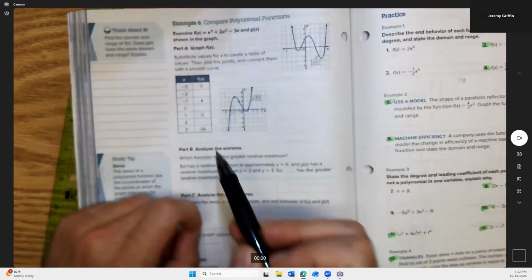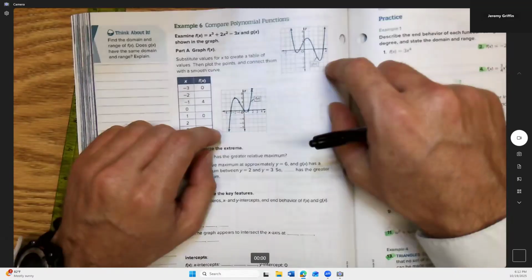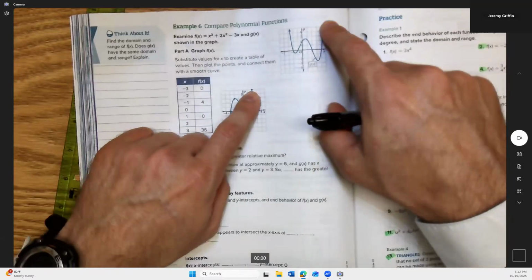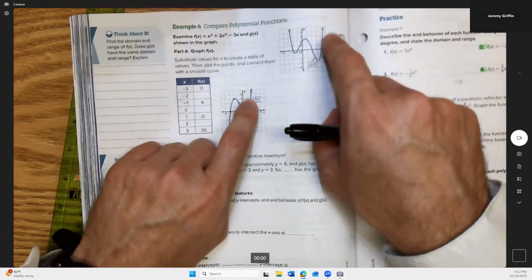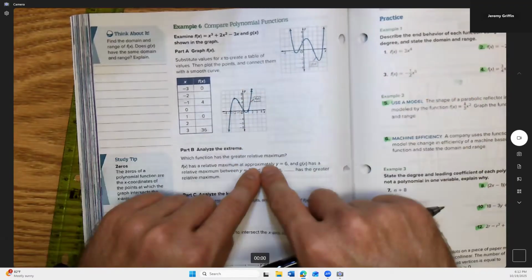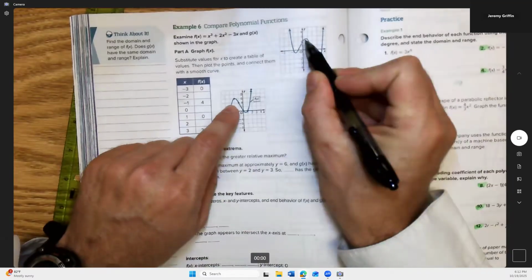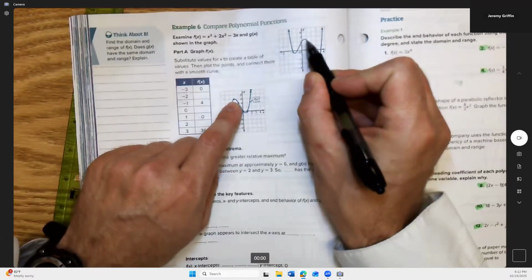Well, now we're talking about relative maximum. Remember, that's different from absolute maximum. Both of these graphs continue up forever, so they both go to positive infinity in terms of the range. I think when they say relative max, they're talking about this local extreme. Like if you compare this one to this one.